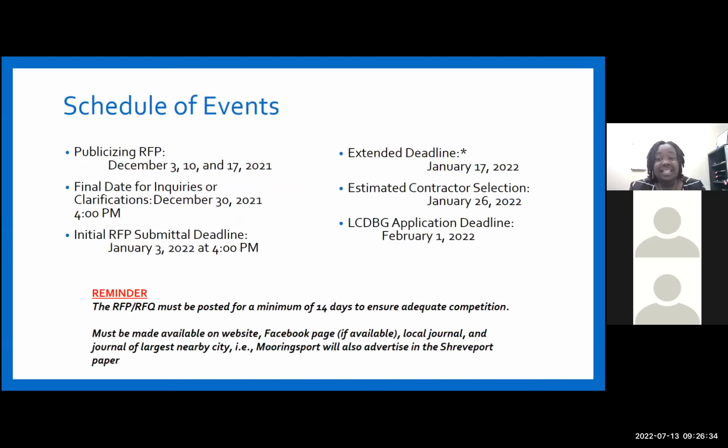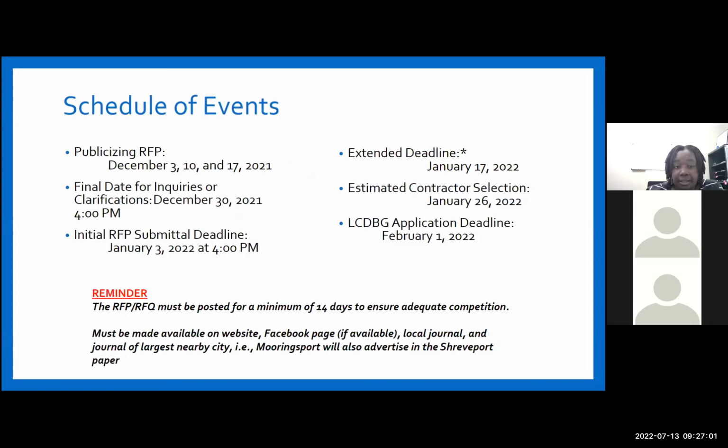The schedule of events. So we're going to be publicizing this RFP December 3rd, 10th, and 17th. The final date for any inquiries or clarifications will be December 30th. The initial submittal deadline is January 3rd. The extended deadline will be January 17th. The estimated contractor selection will be January 26th. And the LCDBG application deadline is February 1st.